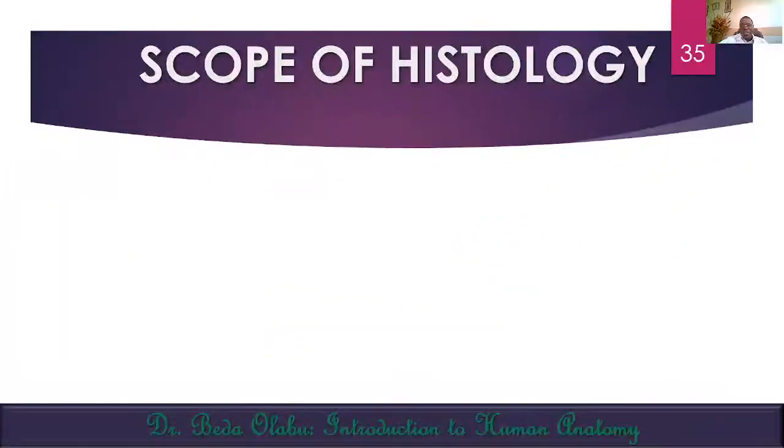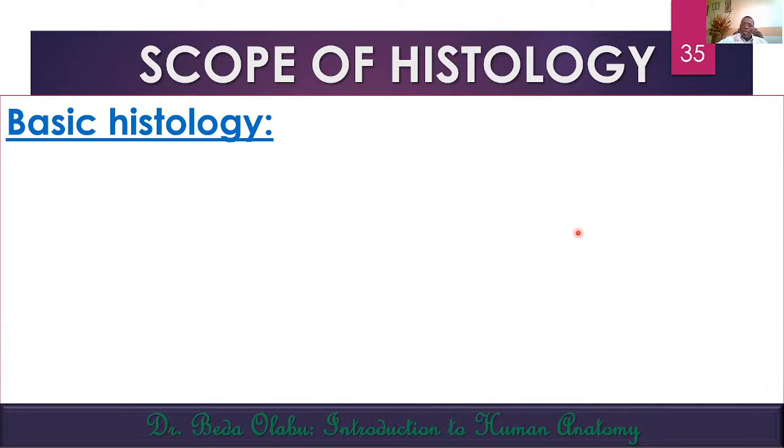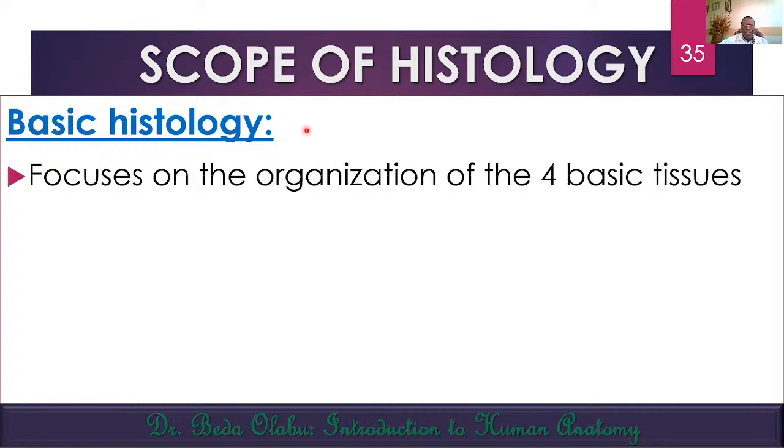How about the scope of histology? We generally divide histology into two. We have what you call basic histology and systemic histology. When you talk of basic histology, we focus on the histological organization of the four basic tissues. Now, I need to highlight this. I told you that we have over 100 different cell types in the body, if you have to just list them. But that these cell types, when they combine, they form tissues. And I told you we have over 20 different types of tissues in the body.